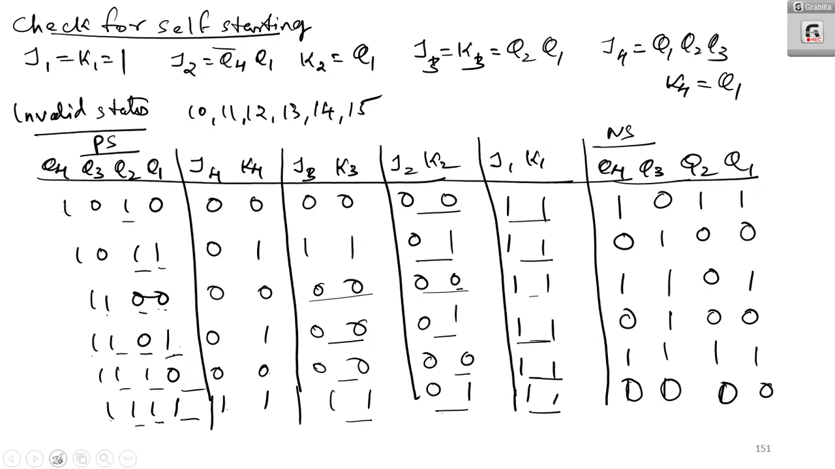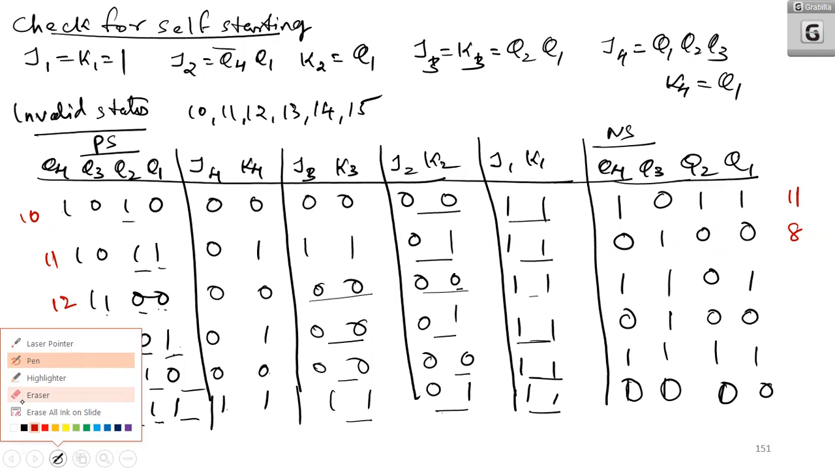Now let us check the next state. 1, 0, 1, 1. What is it? It is 10. It is 1, 0, 1, 1. It is 11. This is 10, 11, 12, 13, 14, 15. Now here what is it? If it is 11, 0, 1, 0, 0. What is it? 8. Right? 1, 1, 0, 1. So this is 4. 11 means it is 4.